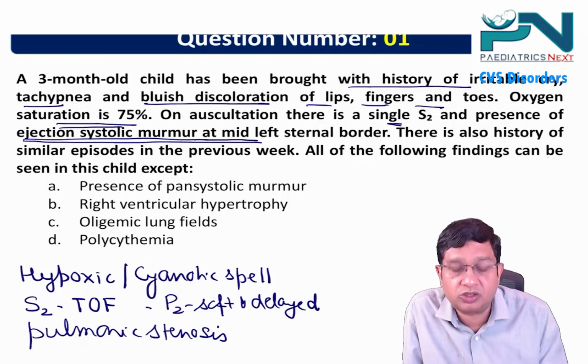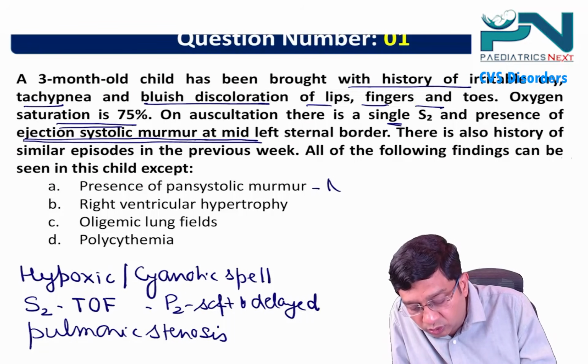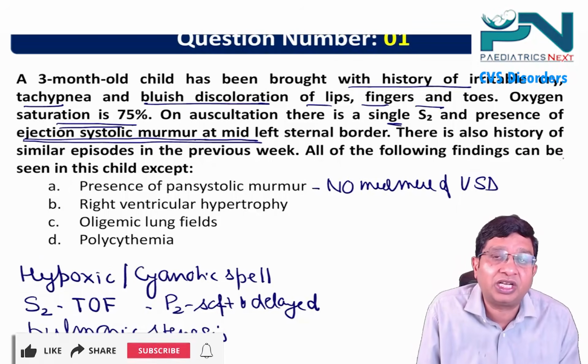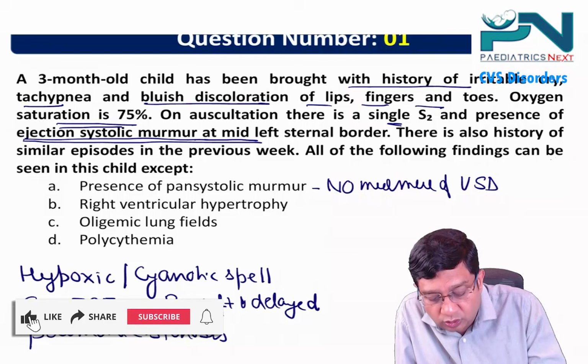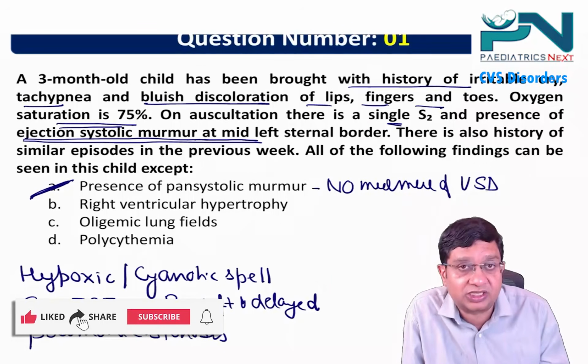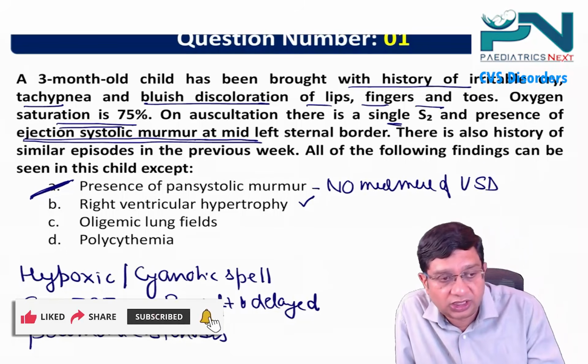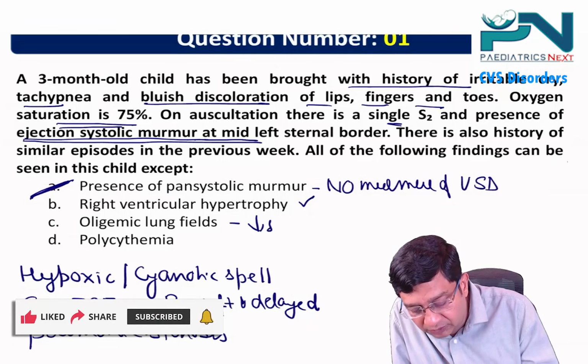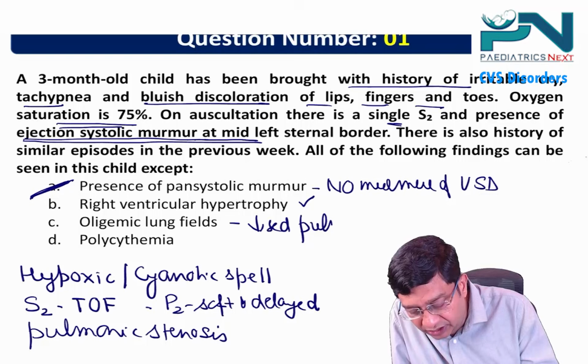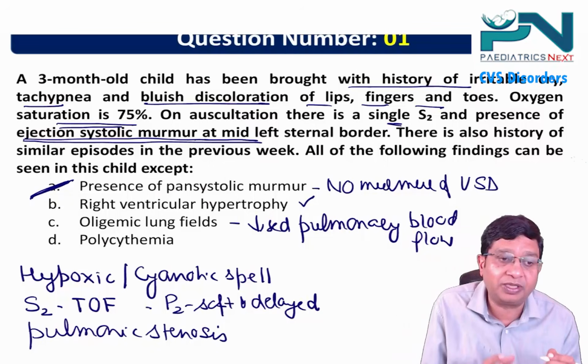And in tetralogy of Fallot, there is no murmur of VSD. Why? The pressure in right ventricle, left ventricle and aorta is equal. So there is no pressure, no murmur of VSD. Yes, there is right ventricular hypertrophy. There is oligemic lung fields because there is decreased pulmonary blood flow.